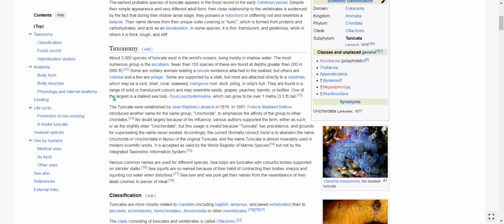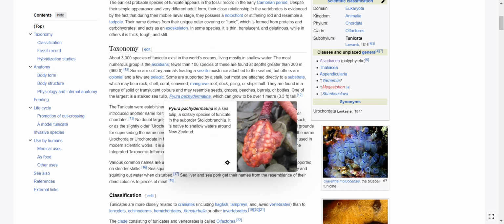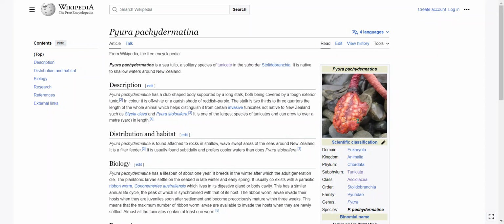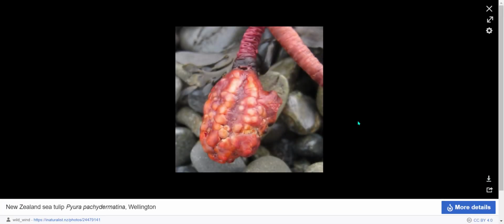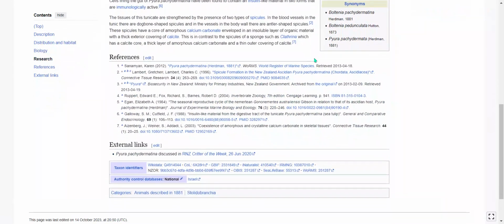One of the largest is a stalked sea tulip, Pyrrha pachydermatina, which can grow to over a meter tall. Oh my goodness, he looks funky. Look at that thing. Looks like something out of a sci-fi movie. Maybe that's where we got the inspiration.